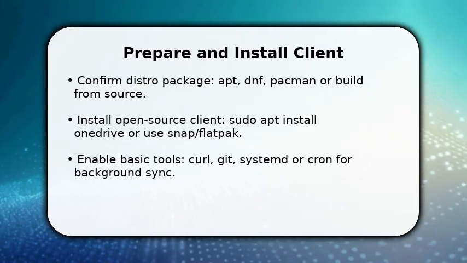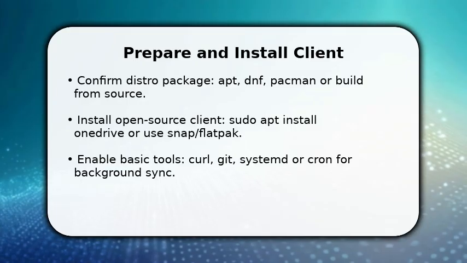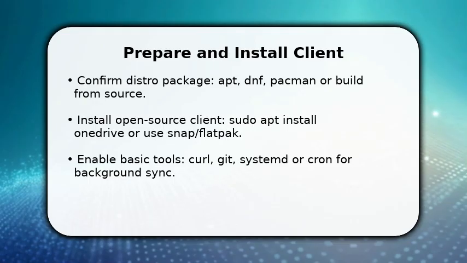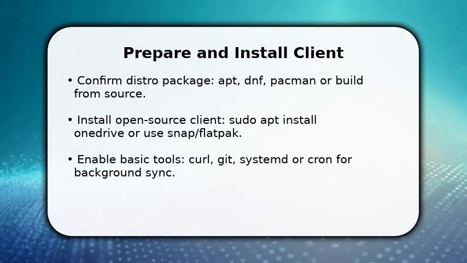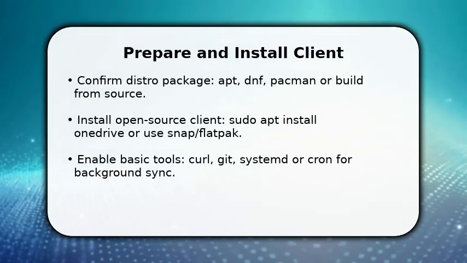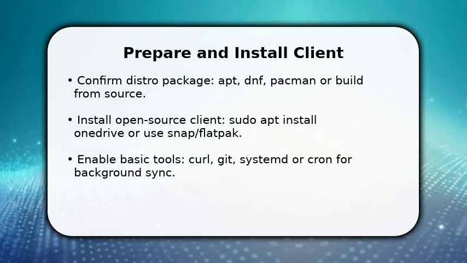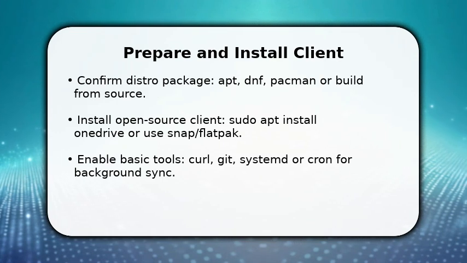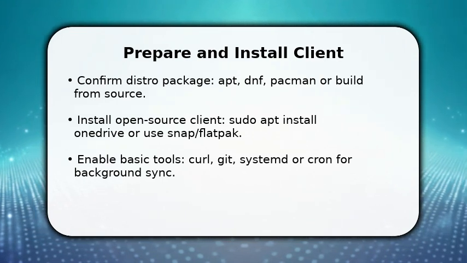Once done, install curl and git so you can fetch updates and configuration examples. Make sure systemd or cron is available to run the sync service later. You're not configuring sync yet, you're only getting the client and runtime ready, so the next steps run smoothly and predictably. You will now authenticate and set up what to sync.